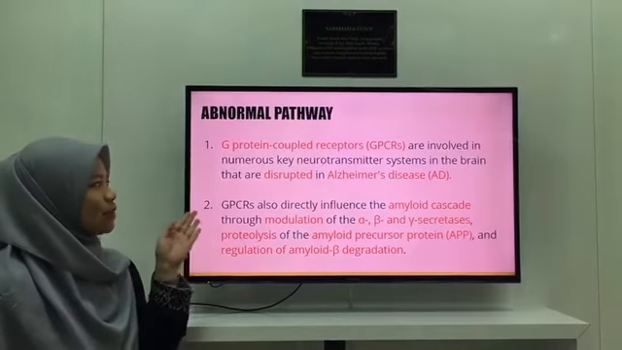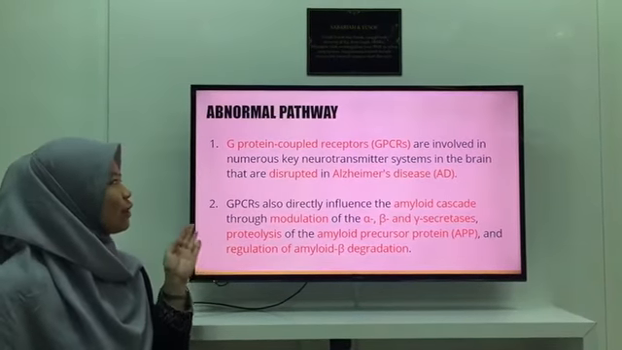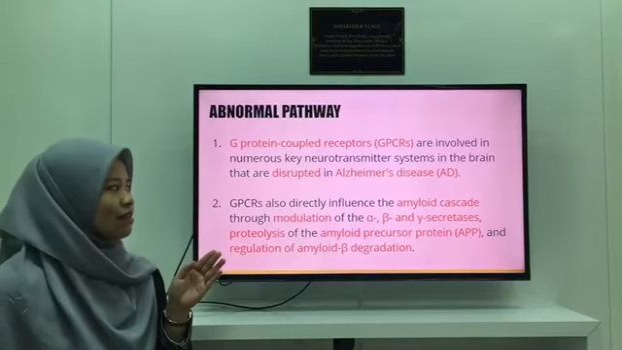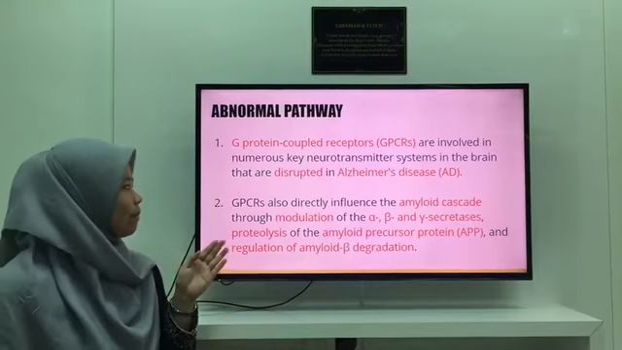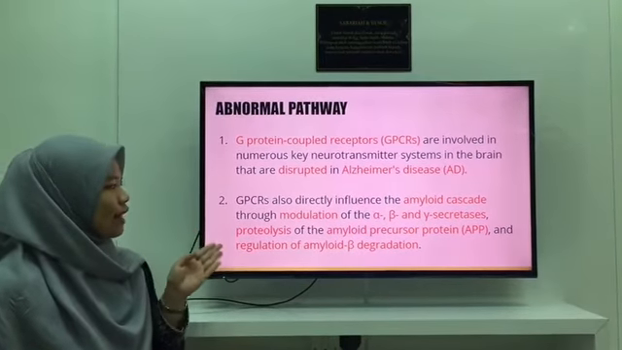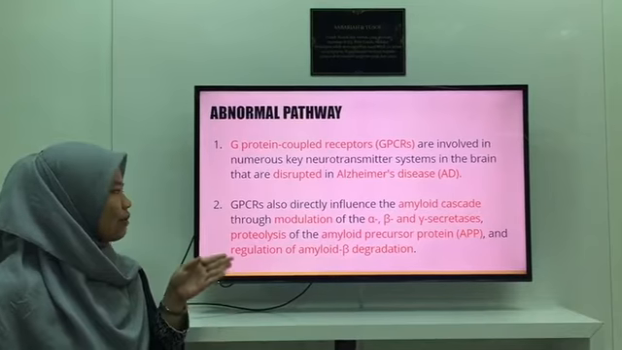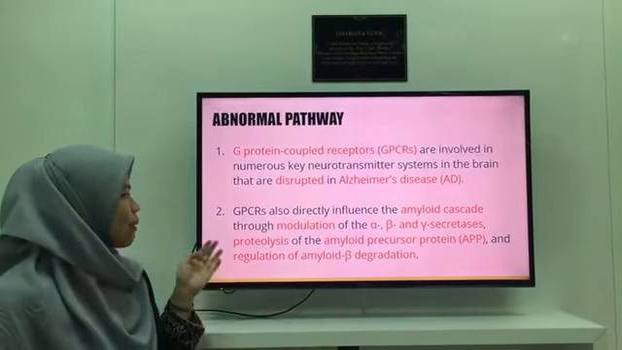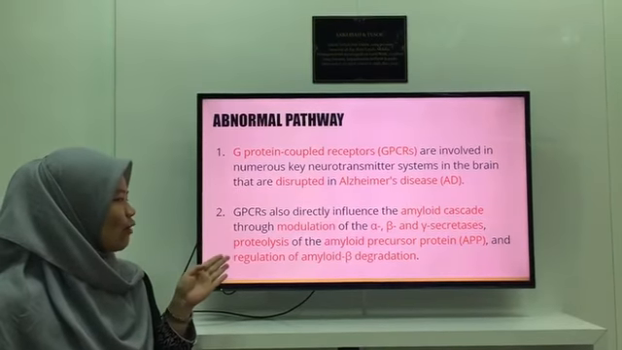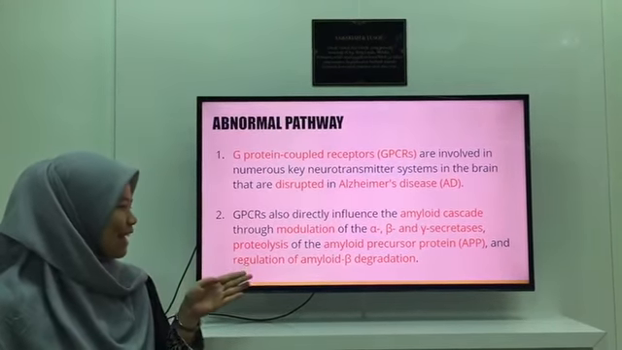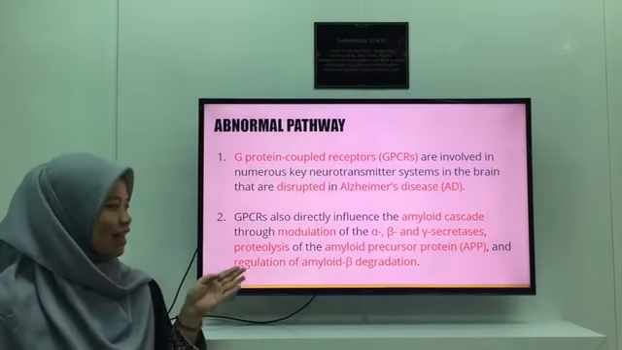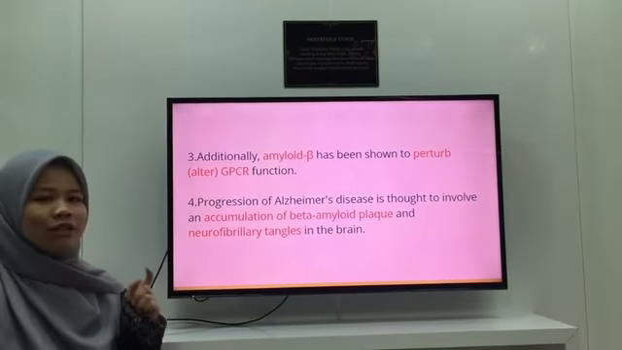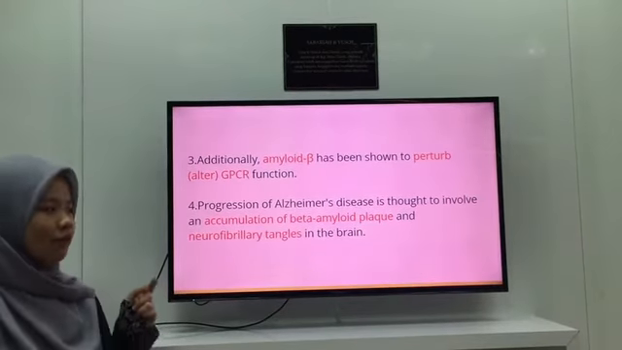In the abnormal pathway, G protein coupled receptors are involved in numerous key neurotransmitter systems in the brain that are disrupted in Alzheimer's disease, which is called AD. GPCRs also directly influence the amyloid cascade through modulation of alpha, beta, and gamma secretase, proteolysis of the amyloid precursor protein APP, and regulation of amyloid beta degradation. Additionally, amyloid beta has been shown to perturb or alter GPCR function.